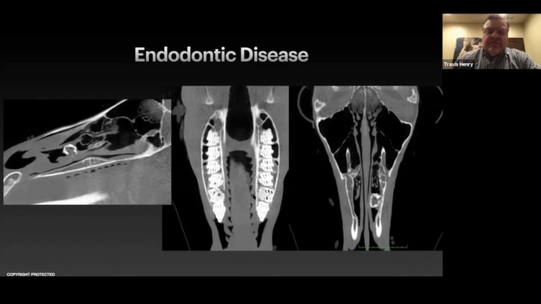So the idea is that this horse probably somewhere in development had something happen where some of the germinal cells developing teeth got pinched off in the nasal passage, and we formed this kind of odontoma-looking structure in the nasal passage.